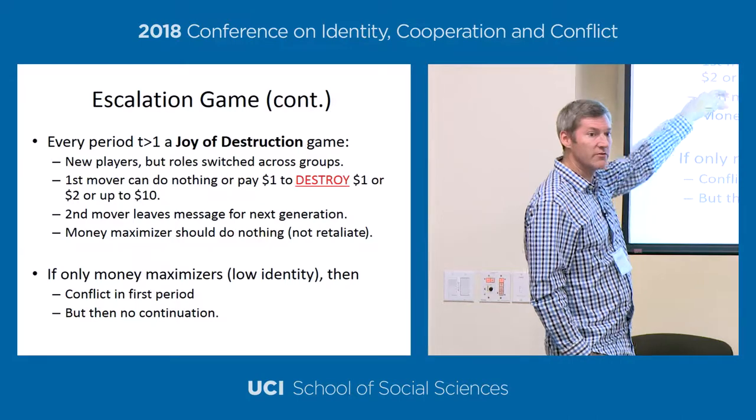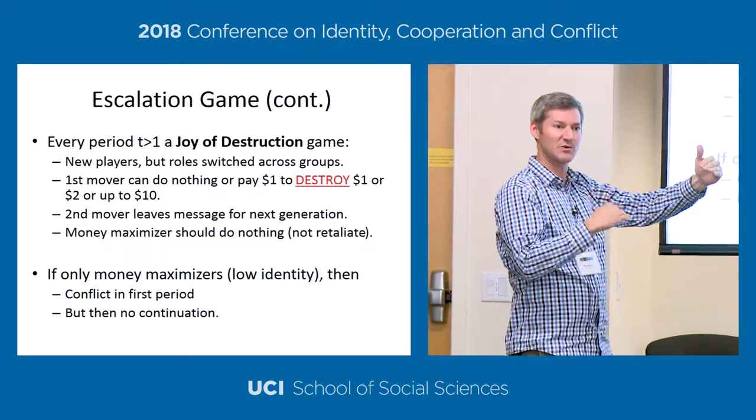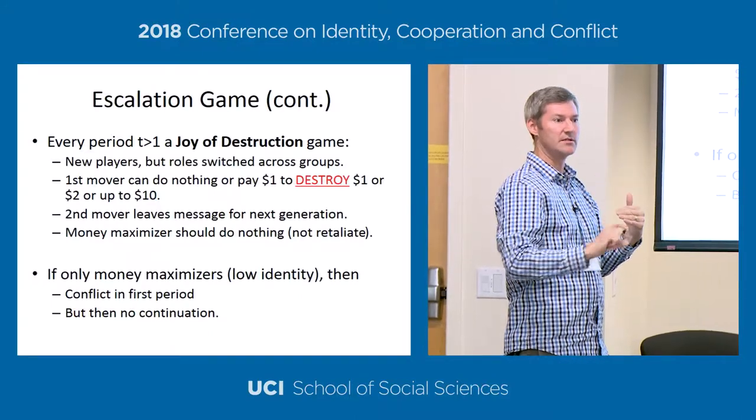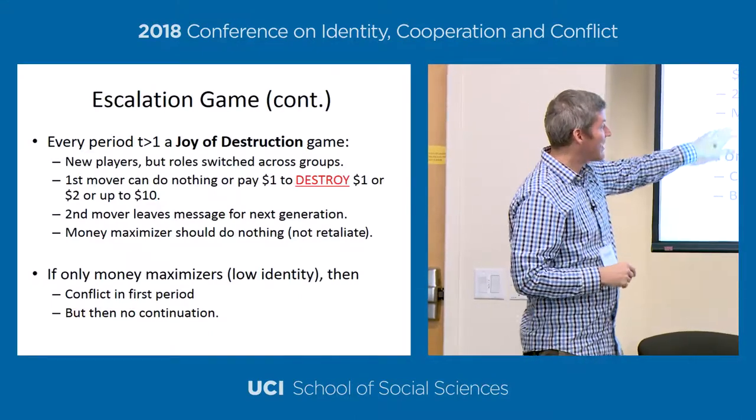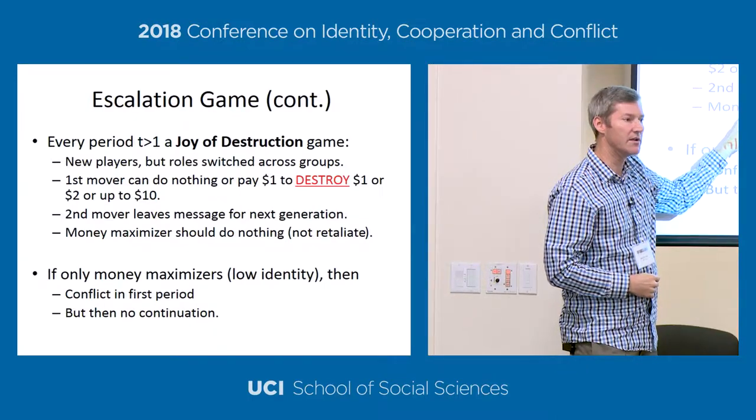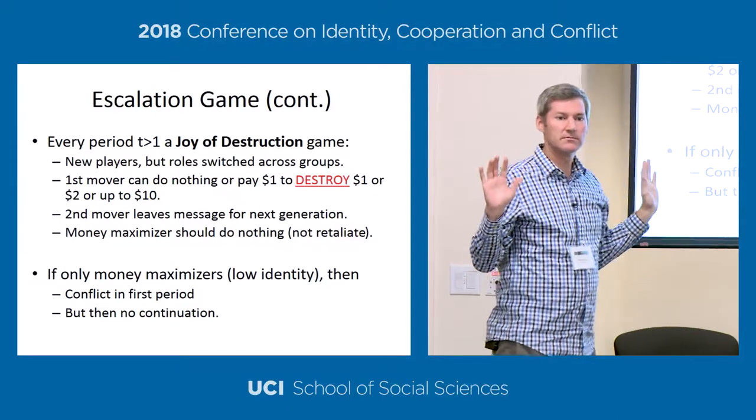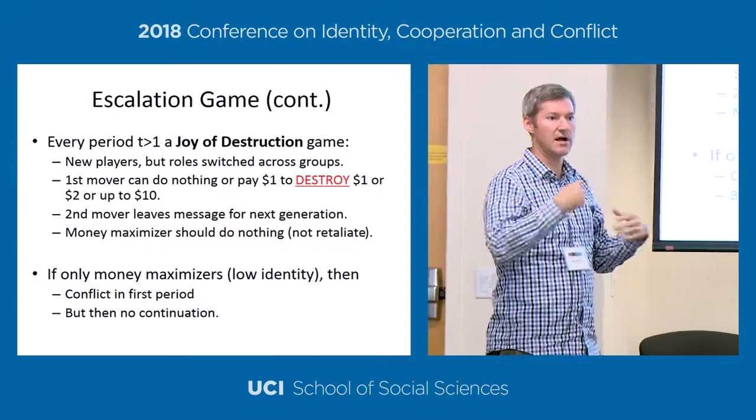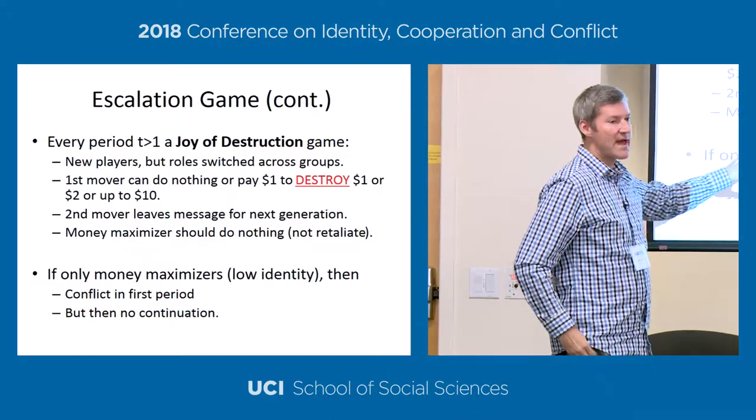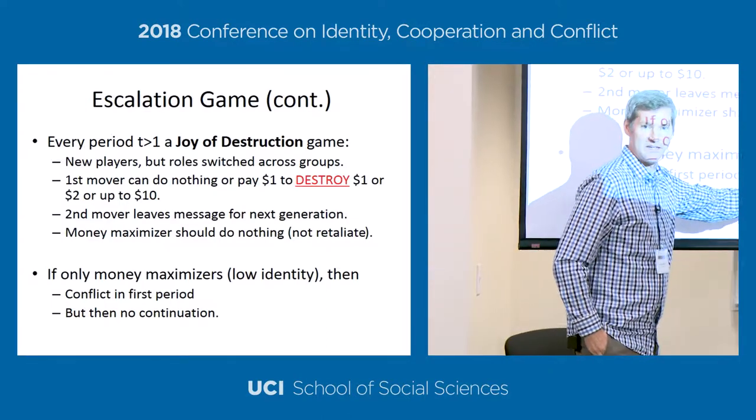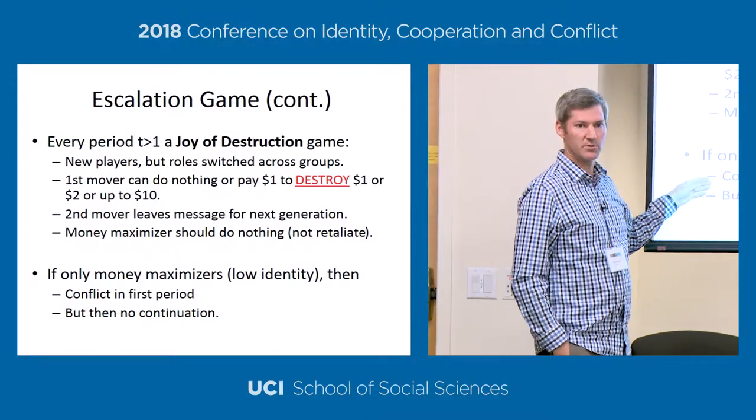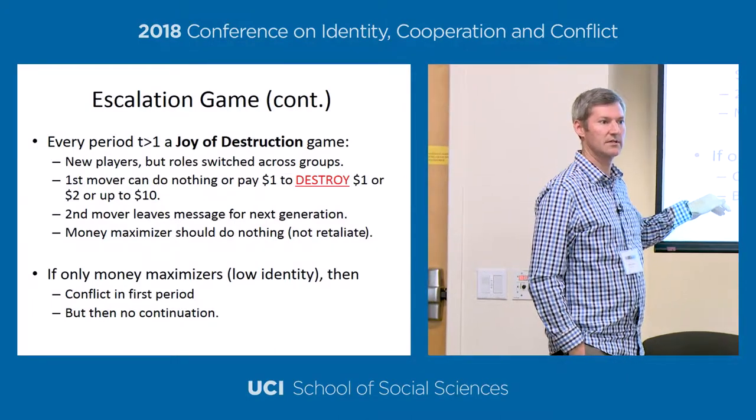And then, of course, the second mover from that generation can leave a message for the next person from their group, who will then be in the first mover role. So the first mover role alternates from period to period. If I'm a money maximizer in any of these periods after period 1, so period 2, 3, 4, and 5, and on, I shouldn't do anything, right? Because I'm paying $1 and I'm not getting any money in return. So if we have money maximizers, that is, if they don't care about identity, then we should see conflict in the first period, but then we shouldn't see conflict continuing at all.